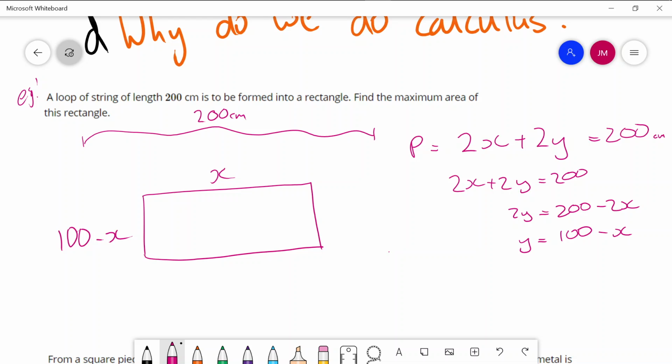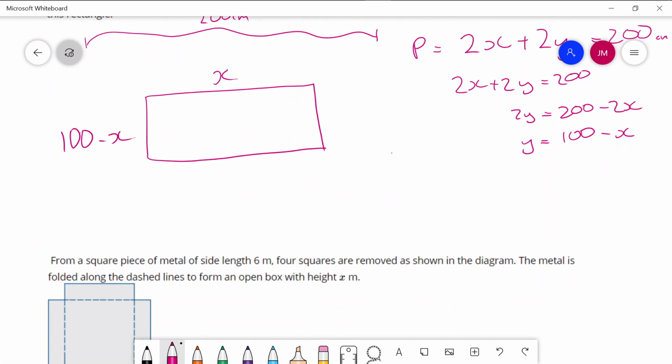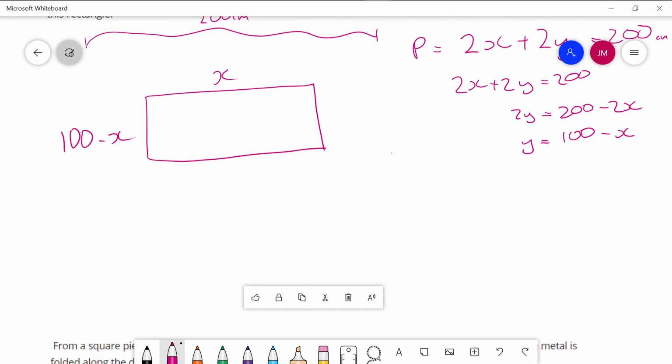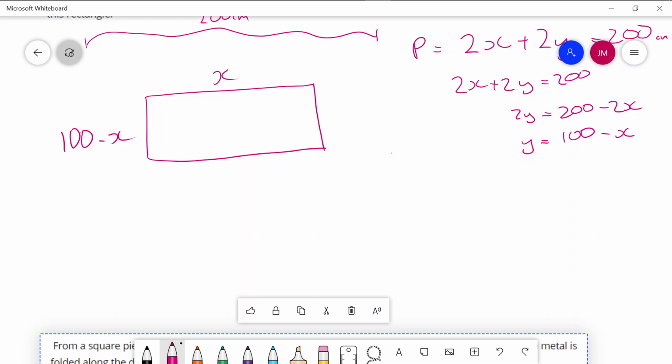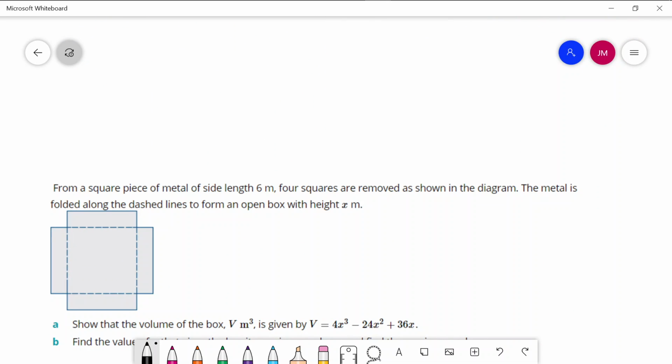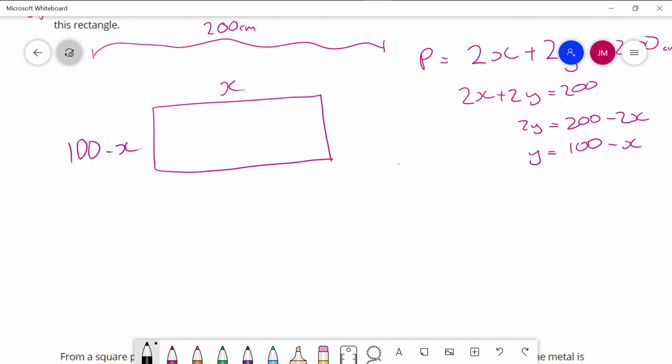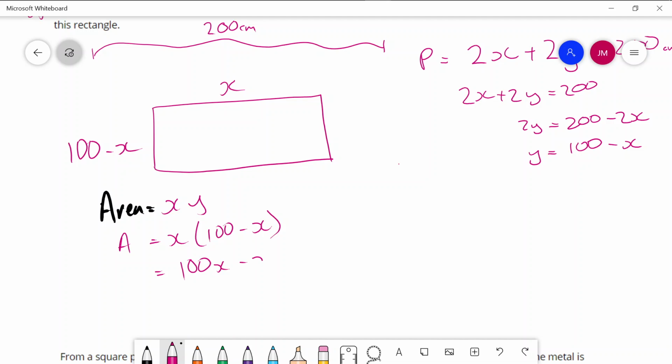How do we find the maximum area, and what x value is that going to give us? So let's move our second example down, gives a little bit more space. We know the area of a rectangle is length times width. So for this, area is going to equal xy, and we know y is 100 minus x. So now we have a formula for the area, and let's expand the brackets out.